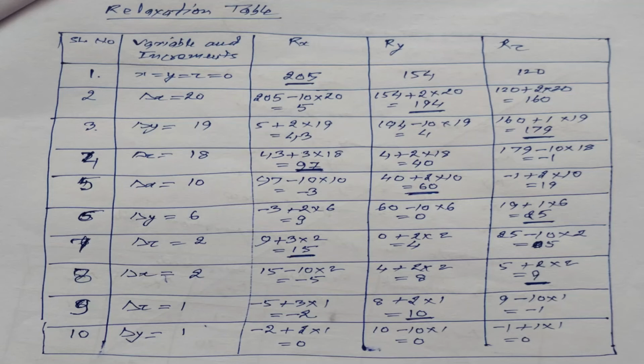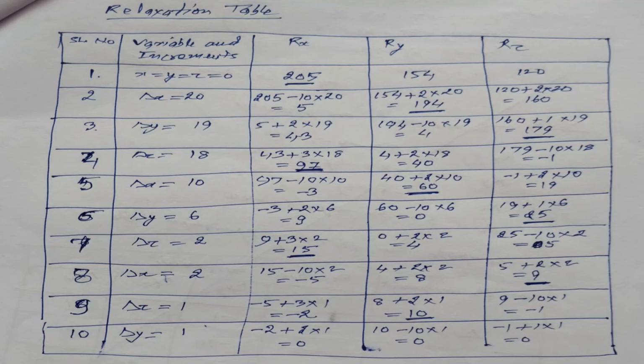Now we form the relaxation table. In this table, first column is the serial number, second column is the variable and increments, third column is Rx, fourth column is the residual Ry, and fifth column is the residual Rz.